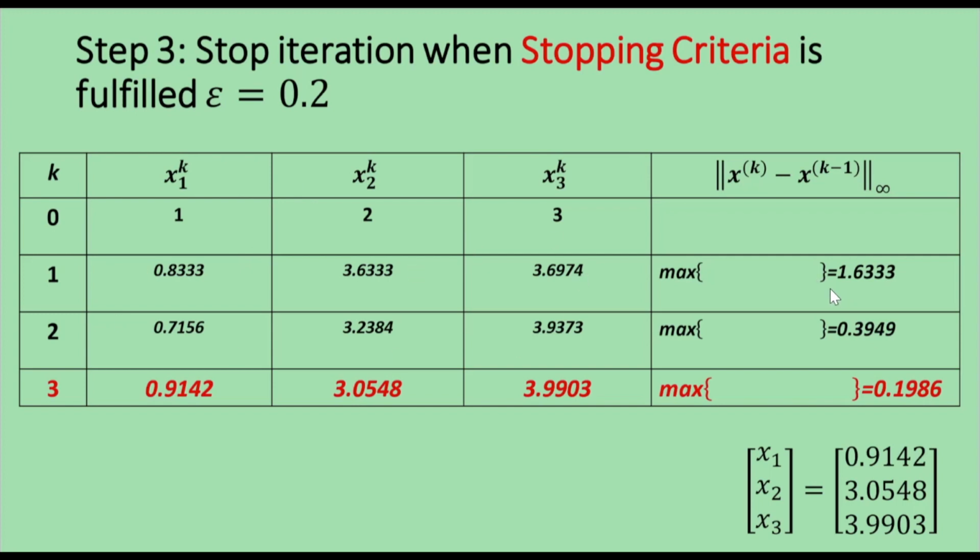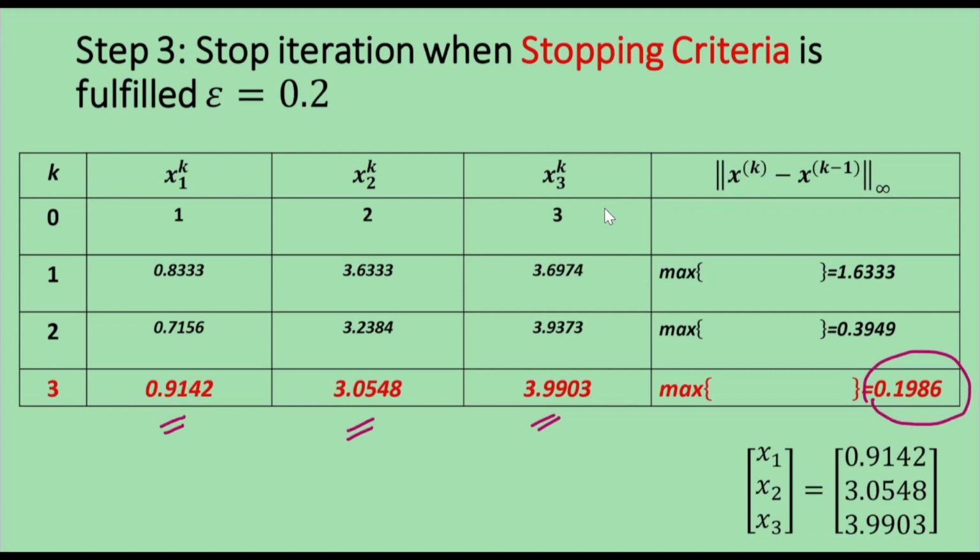And remember, the stopping criteria is 0.2. This value is less than 0.2. We would stop here with the final answer as the ones here. So x1 is this value, x2 and x3.